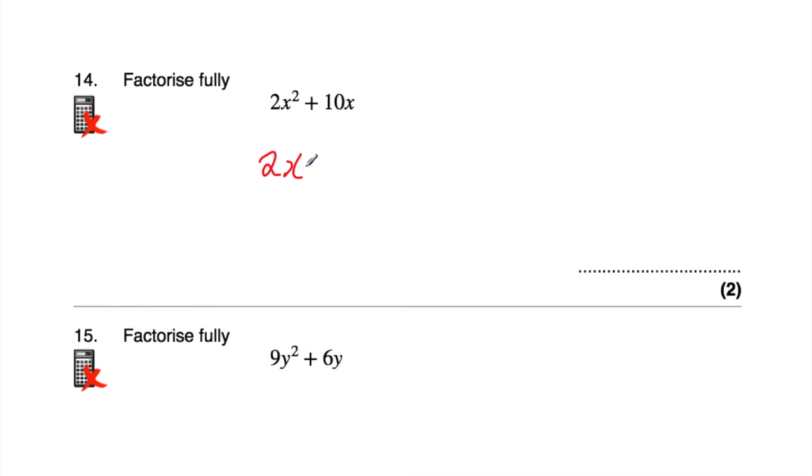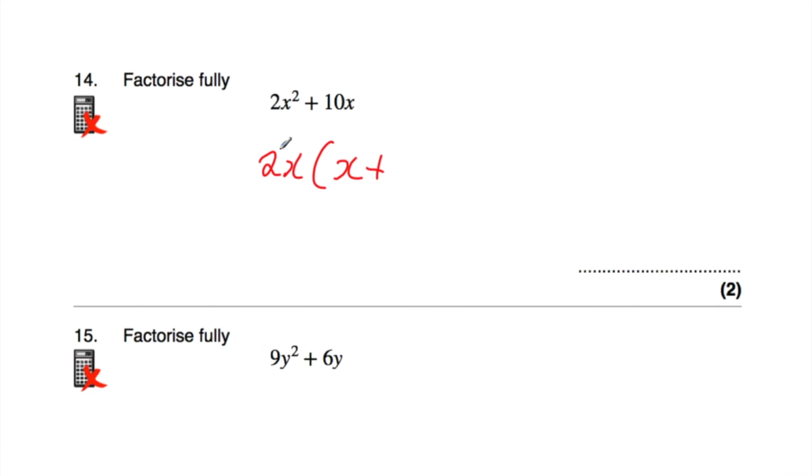So let's take 2x outside and then open up our bracket. Well, we had 2x squared, we've taken out the 2 already, and then we've taken out an x. That'll just leave us with an x, and let's just check that. 2x times x is 2x squared. And then we've got plus, and then if we have a look at our next term, which is 10x, we're going to divide that by 2x.